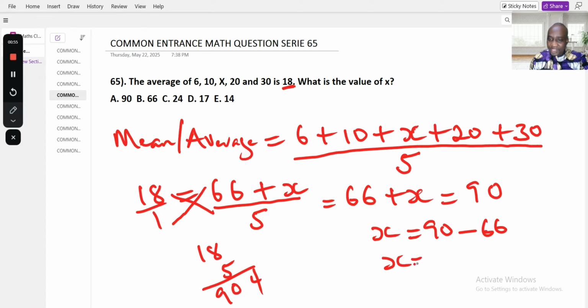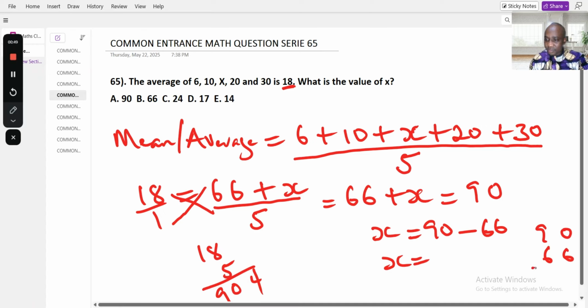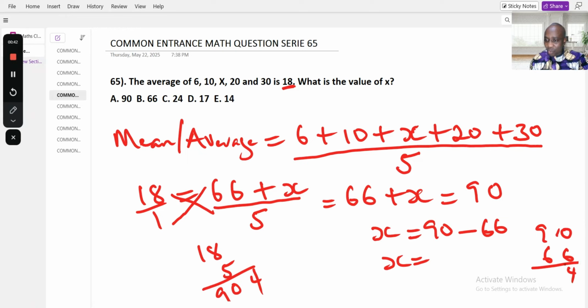Therefore, s is equal to 90 minus 66. What is it going to give us? 66. 0 minus 6, impossible. Borrow 1 from here, 10. 10 minus 6, 4. This one will remain 8. 8 minus 6, that's 2. Our final answer is going to be 24.